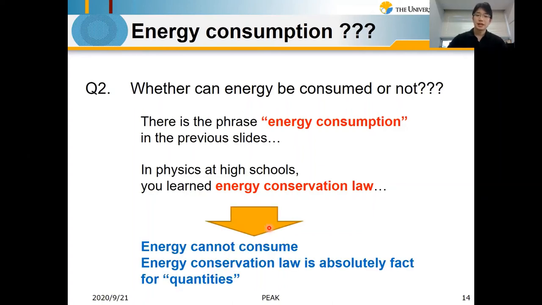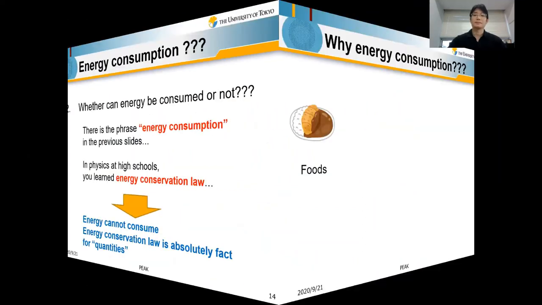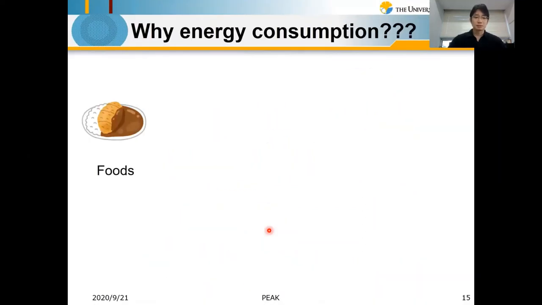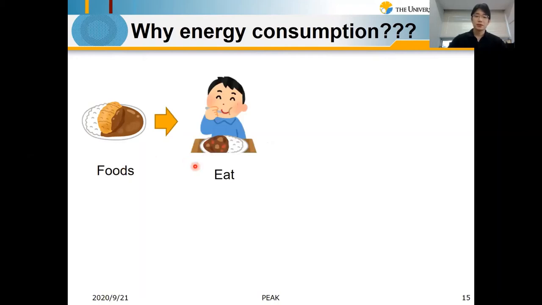To tell the truth, energy cannot be consumed in theory. The energy conservation law is correct for the quantity part. Does this mean that I have told a lie to you? Okay, from now I will explain what happens with energy consumption. I will explain why we call it energy consumption by using human activity. This is a curry. Of course, it has energy. A boy is eating it for this energy.